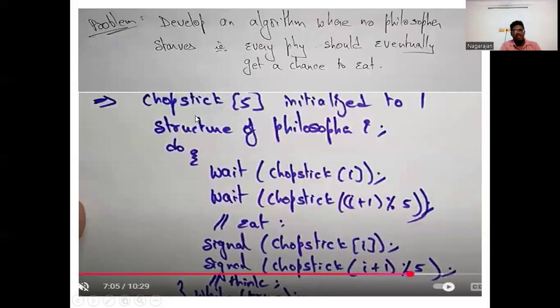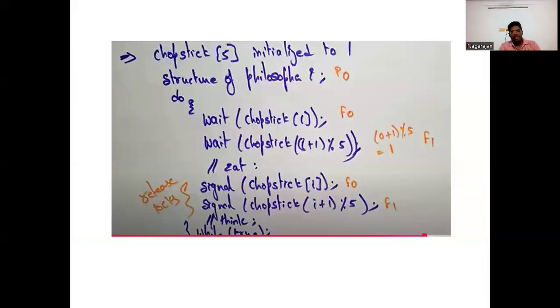That means the chopsticks are initially assigned zero, and each philosopher uses the semaphore concept: wait(chopstick[i]) and wait(chopstick[(i+1)%5]), and then eat. Initially it will wait and then go to eat, and after eating it gives the chance to another one. That's the meaning here. Then signal(chopstick[i]) and signal(chopstick[(i+1)%5]), followed by the code here. The philosopher can think, and if they feel hungry, they decide to eat. Otherwise they only think.